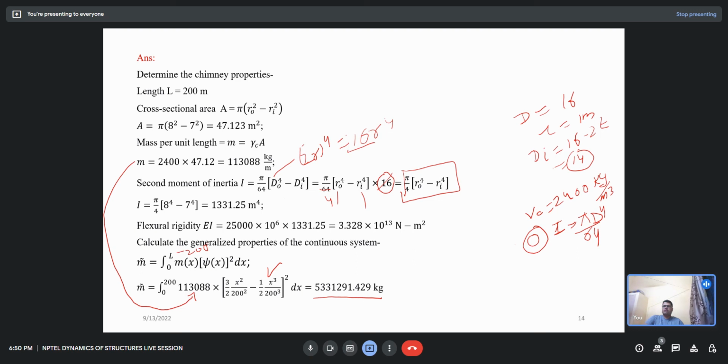Is there any doubt, or are you writing something? Yes, I wanted to see the M dash calculation again. Okay. Is it the same as whatever you get? I'm not calculating, I just wanted to see that again. So can I move to the next slide? Yes, sir. Okay.